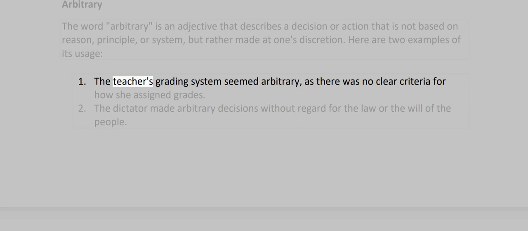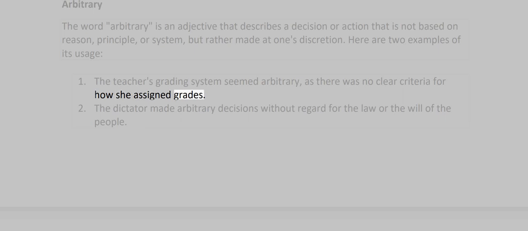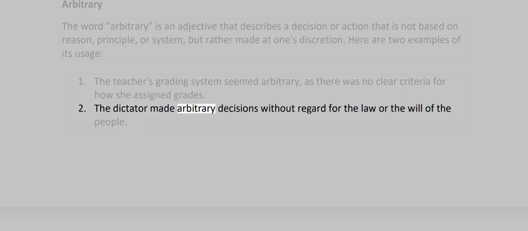1. The teacher's grading system seemed arbitrary, as there was no clear criteria for how she assigned grades. 2. The dictator made arbitrary decisions without regard for the law or the will of the people.